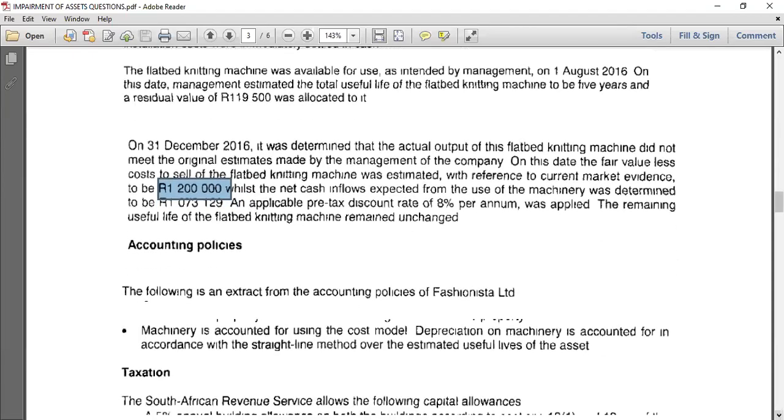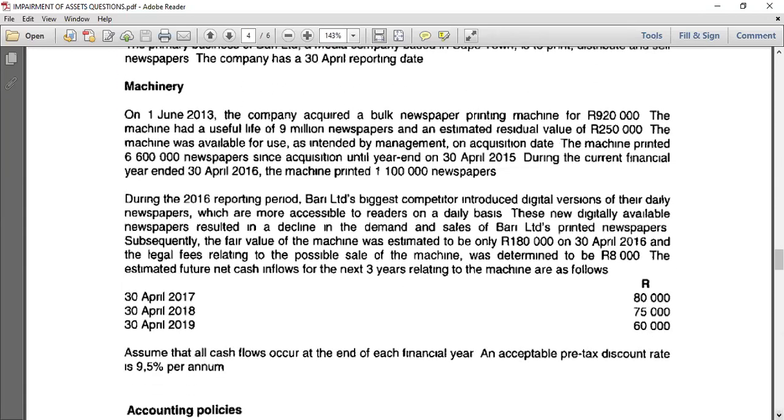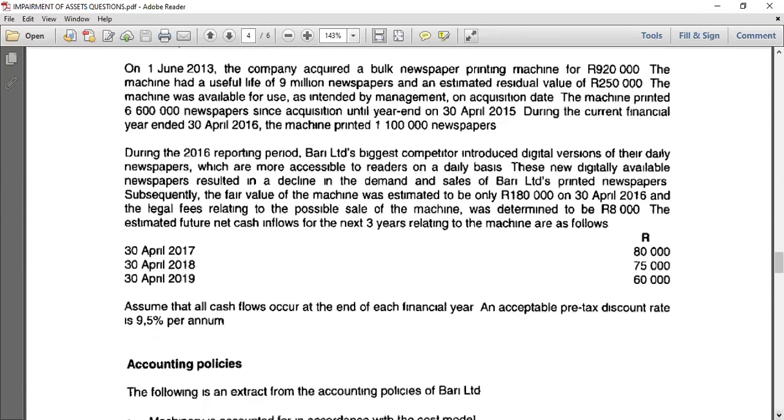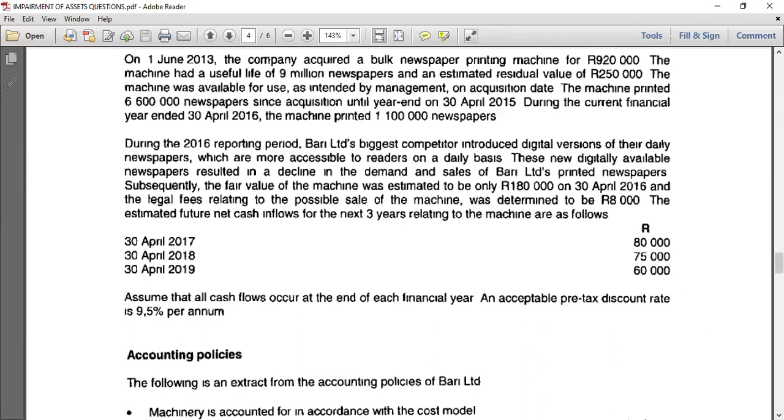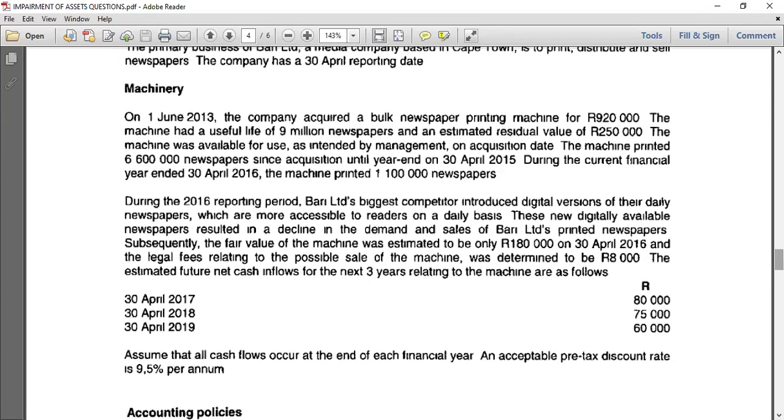Right. The only aspect that I would like to maybe show you quickly is this one here. The carrying amount you just calculate in the normal way, but there are sometimes that you are not given the fair value less cost to sell, and you have to calculate it. Right. Maybe let me just quickly look at this one.